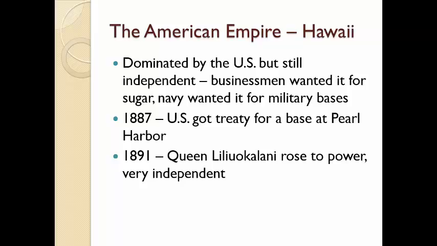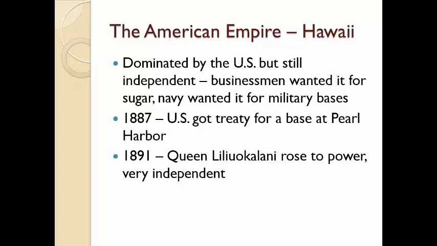And American businessmen are interested in Hawaii because of its sugar plantations. Remember, sugar is still a very, very valuable global commodity. And so the more sugar you can grow, the more money you have. And so everybody wants Hawaii, whether it was for shipping interest or military interest or business interest. And over the years, Hawaii was dominated by Americans. American businessmen had invested money and built plantations on Hawaii. In 1887, we first get our treaty for a naval base at Pearl Harbor. So even though technically Hawaii is independent, it is its own country, it is dominated by American interests.